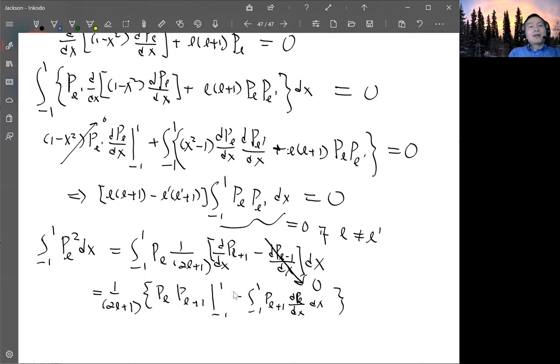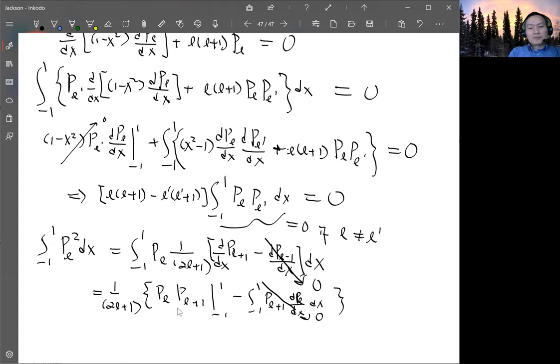Okay. And the second term, we can use the same argument because this is P_{L+1}, this is P_L' dx. So the second factor involves only up to order L minus one. So this multiplication and integration will be zero. This will be zero. Okay.